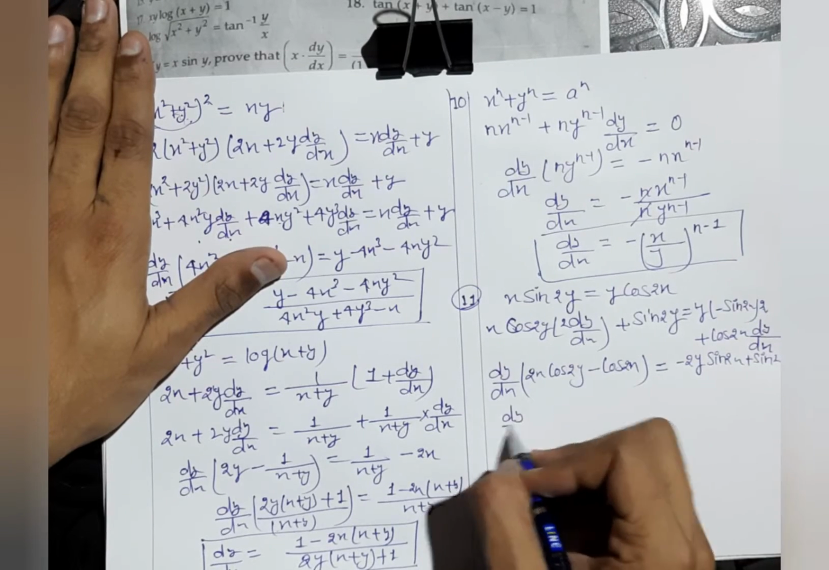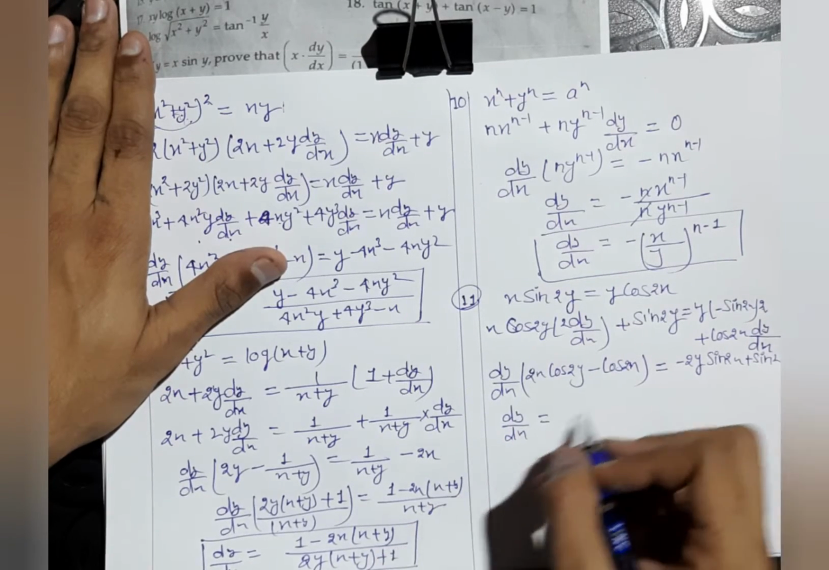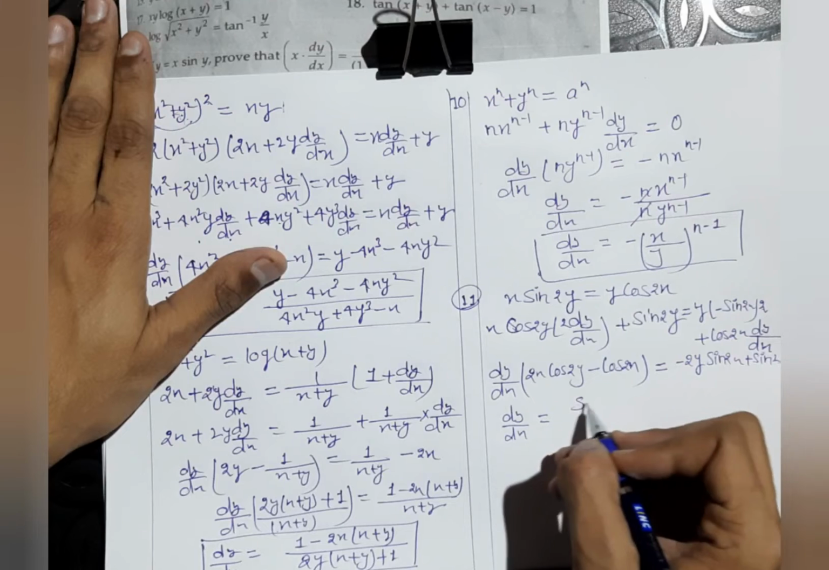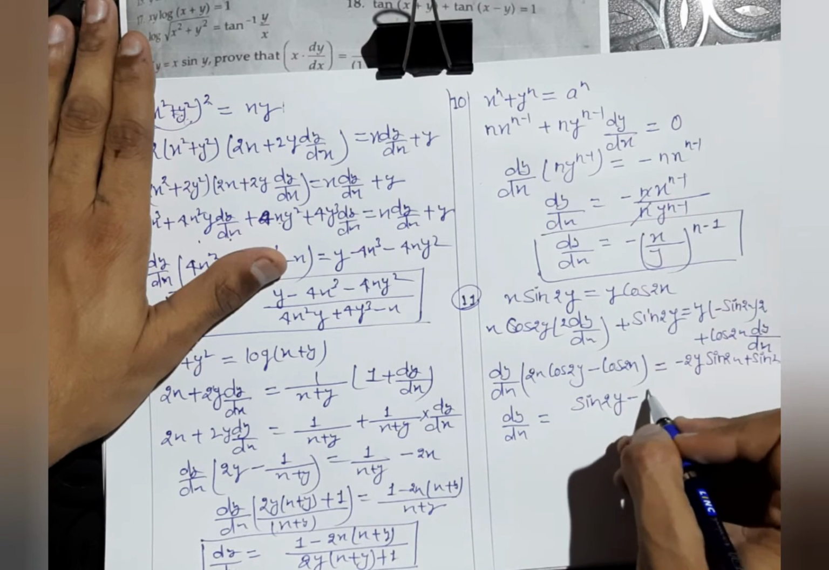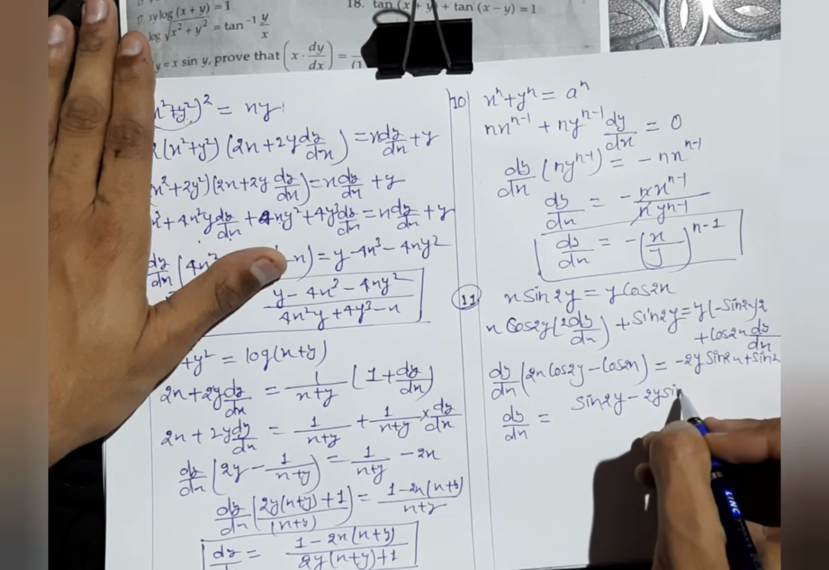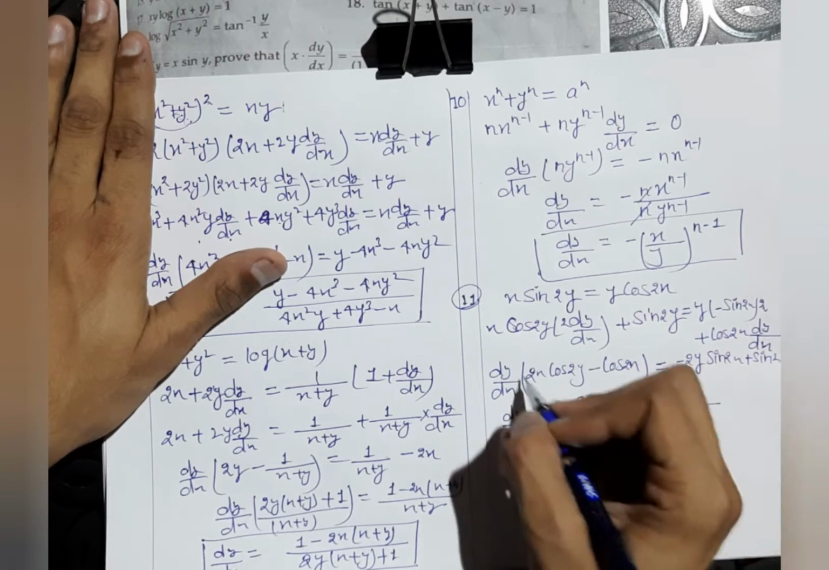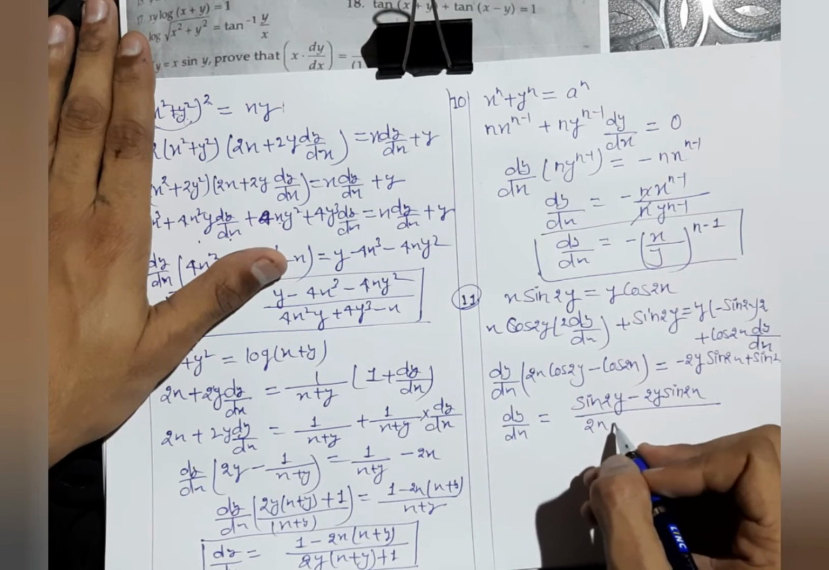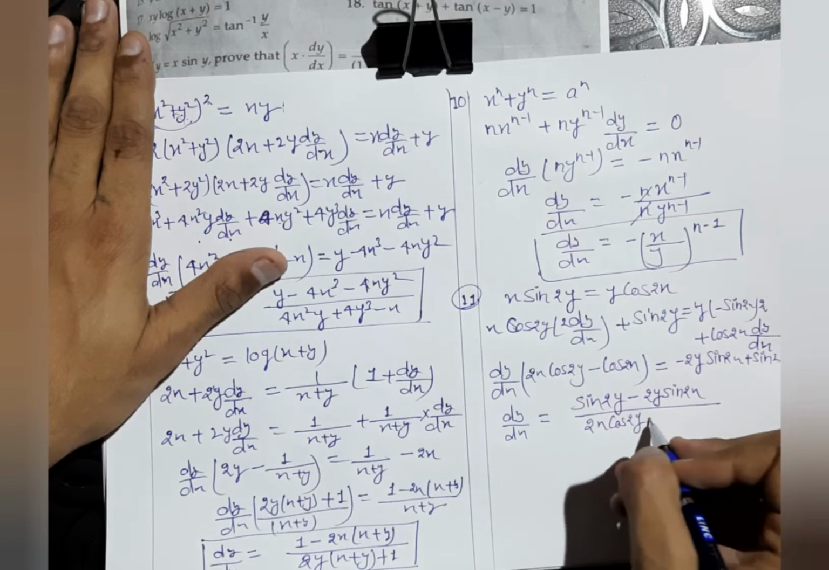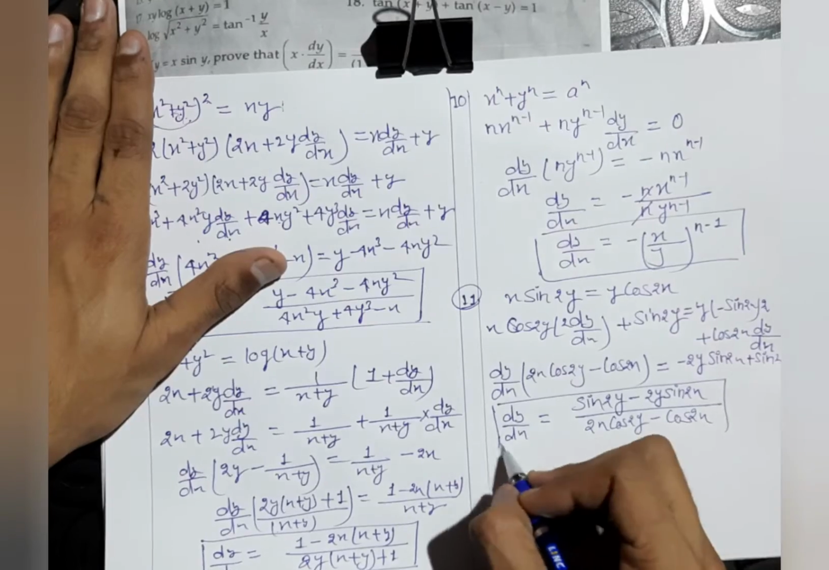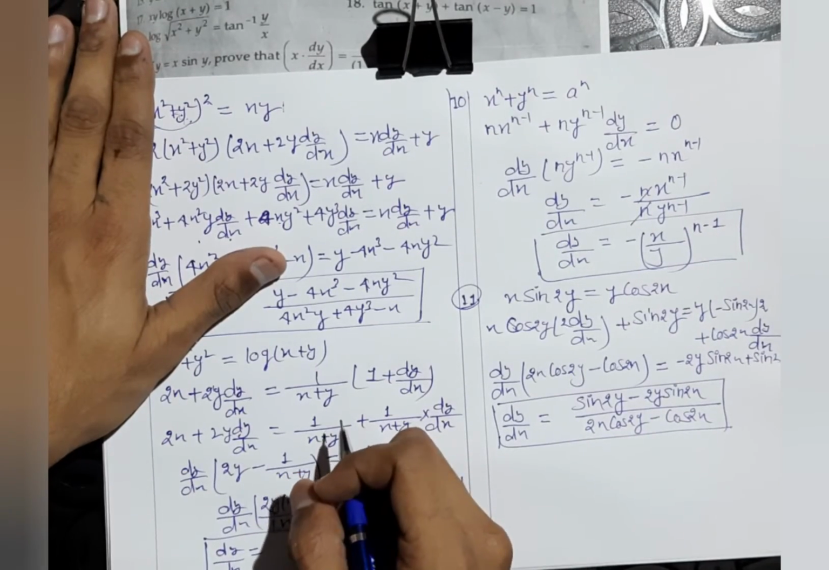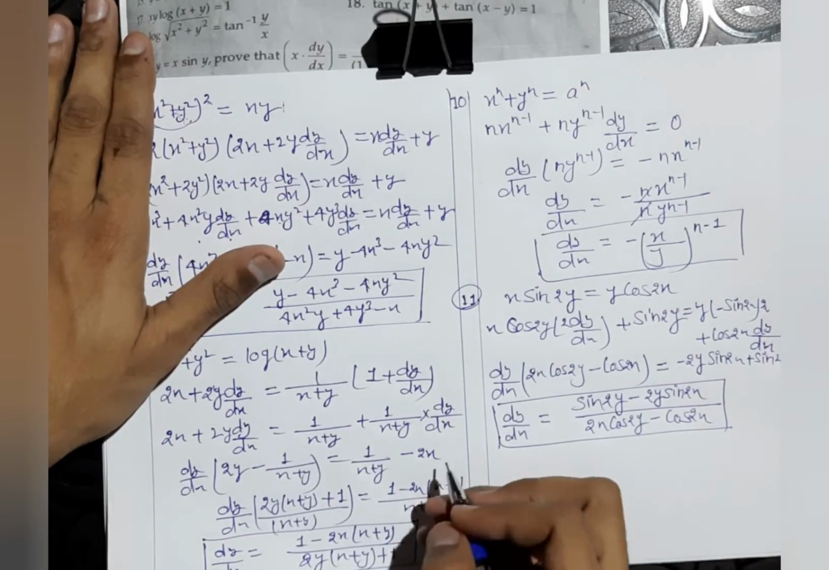So the dy over dx of this question is sine 2y, minus 2y sine 2x, divided by this term, 2x cos 2y minus cos 2x. I am writing the positive term first. So this is the differentiation of question number 11. Now let's do question number 12.